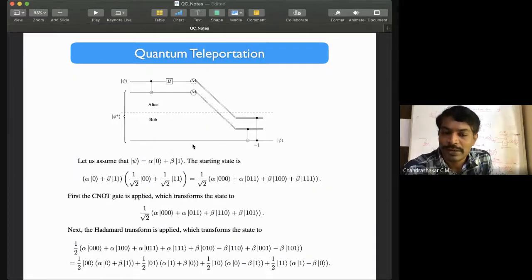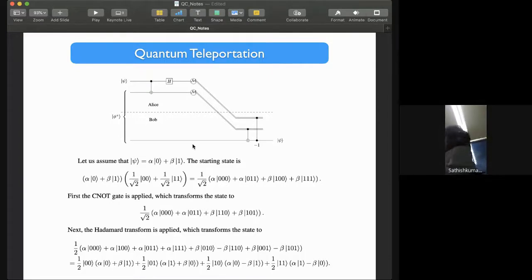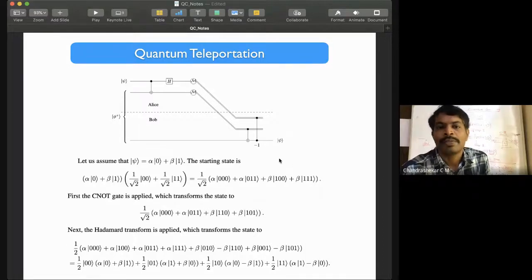So in this whole circuit, Alice has some state psi. After doing some set of operations, Alice has successfully sent that state to Bob. It is a process of teleporting them. So she has teleported it without physically transporting the information. Okay. So it's defined in this form.